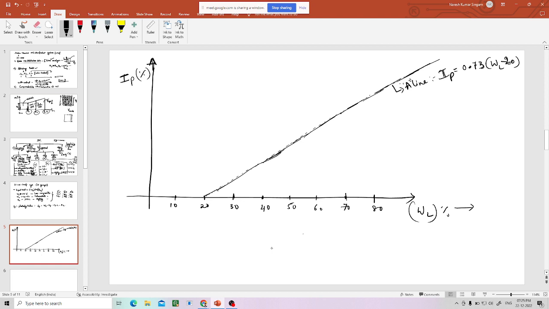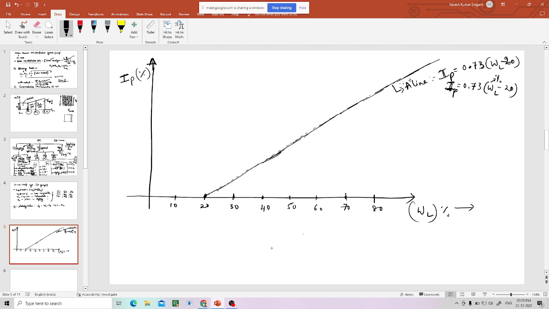Okay, now the line equation is 0.73 multiplied by (WL minus 20), where WL is in percentage. So now, as the equation is this, if you put 20 in place of WL in this equation, you have to get IP 0, right? If you put 20, 20 minus 20 is 0, so you are getting 0 IP. That's why IP should be 0 and WL should be 20. This is called the A line, which gives the information of IP. It's like Y equals MX plus C, something like that.